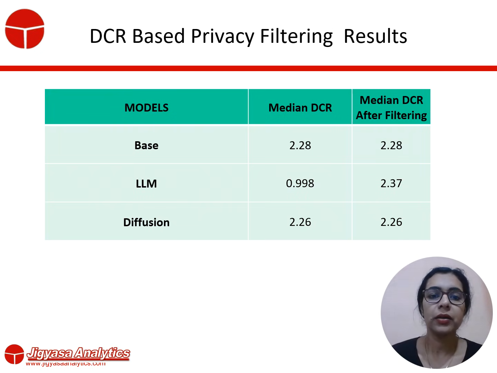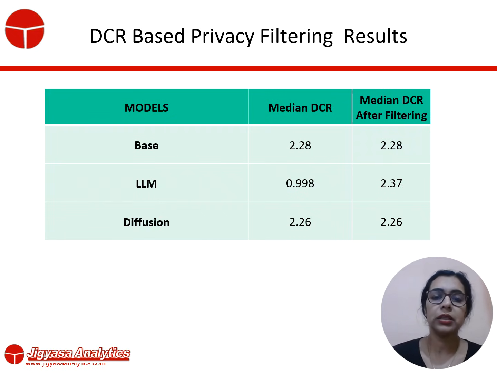Median DCR before means the median distance for all synthetic records. Median DCR after means the median distance after removing records that were too close to the real ones. For the base model, the median DCR stays at 2.28 because we don't remove any real record.